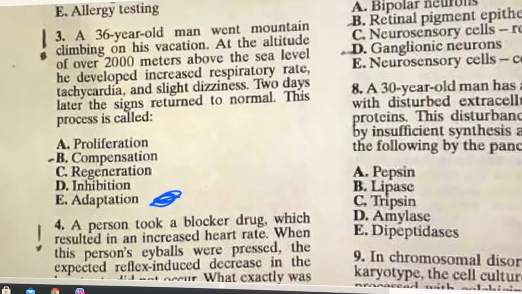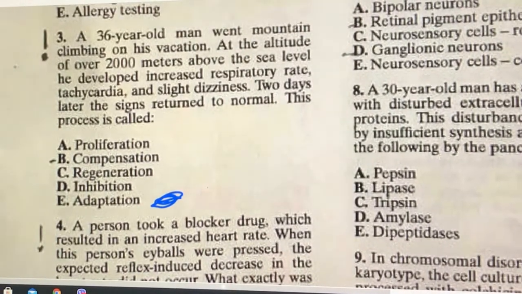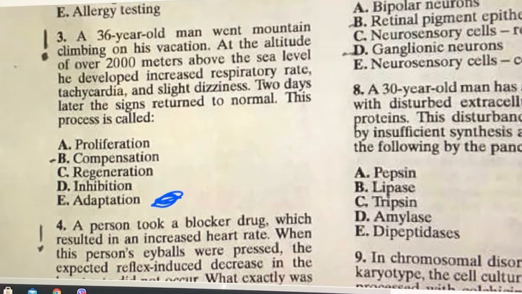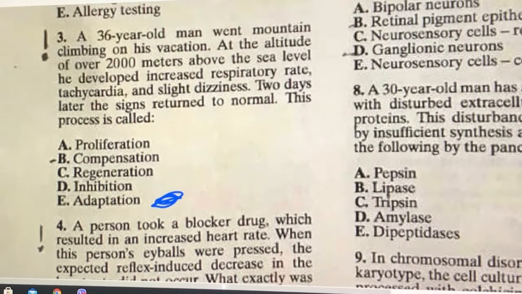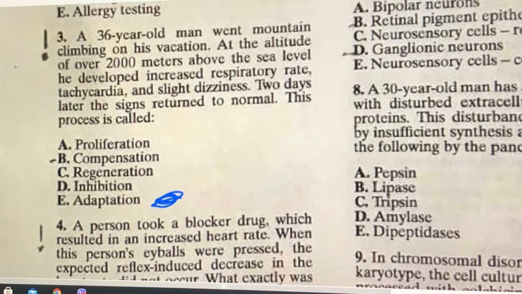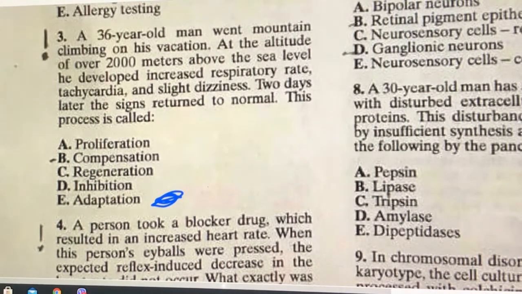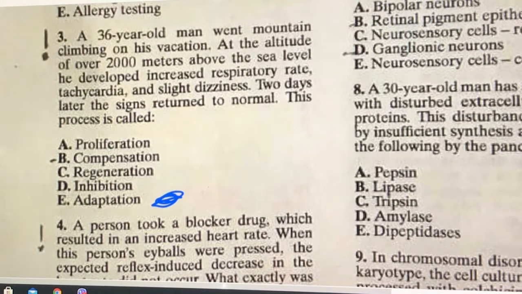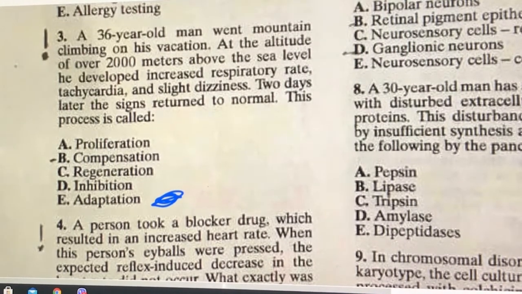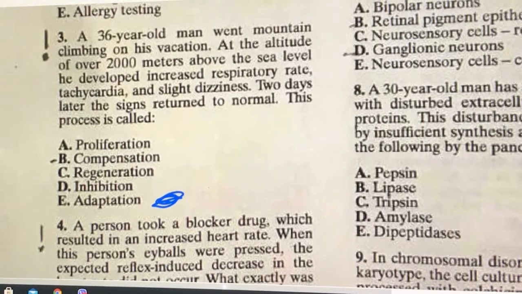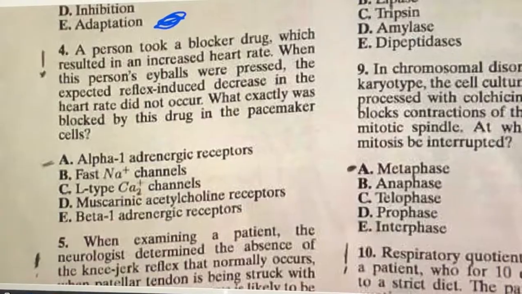Question number 3. A 36-year-old man went mountain climbing on his vacation at an altitude of over 2000 meters above sea level. He developed increased respiratory rate, tachycardia and slight dizziness. 2 days later, the signs returned to normal. This process is called, they are not asking you about any process or anything. It's a very common question that when you go to any situation where the conditions are not normal to your normal conditions, your body adapts. So the answer is adaptation. It's an easy question.